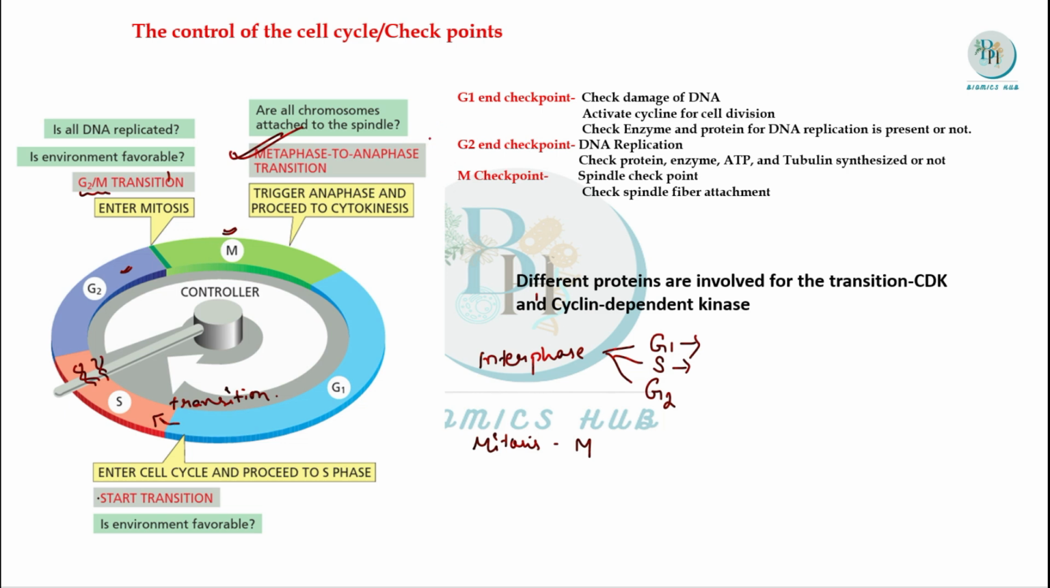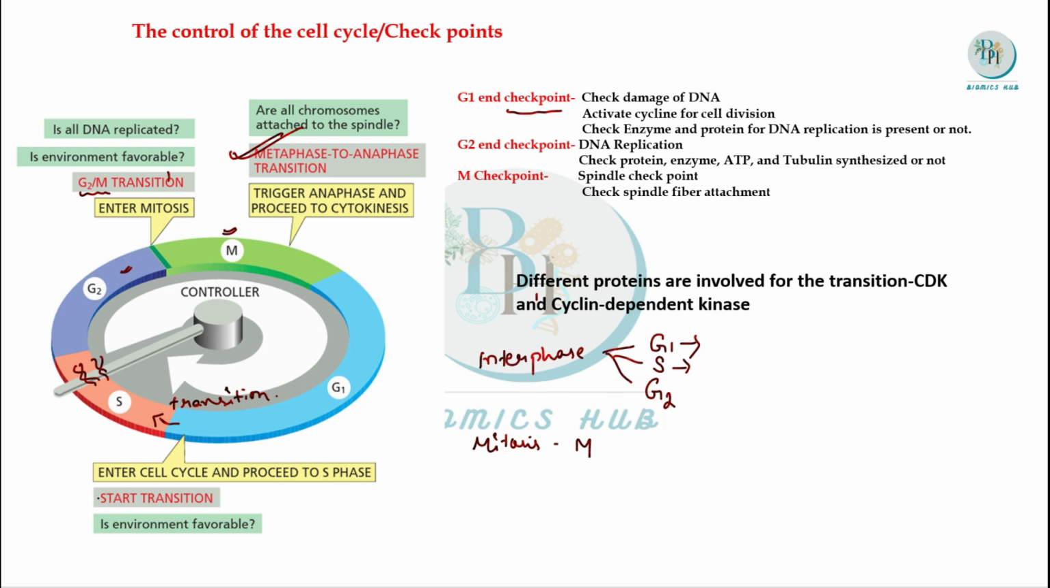Okay, so when the cell is entering different phases, it has different types of checkpoints. So what is the work of these checkpoints? The checkpoint decides whether everything is proper or not. Like in the G1 phase, what was taking place? In the G1 phase, the cell was increasing its growth. So this checkpoint checks whether the growth has taken place properly or not.